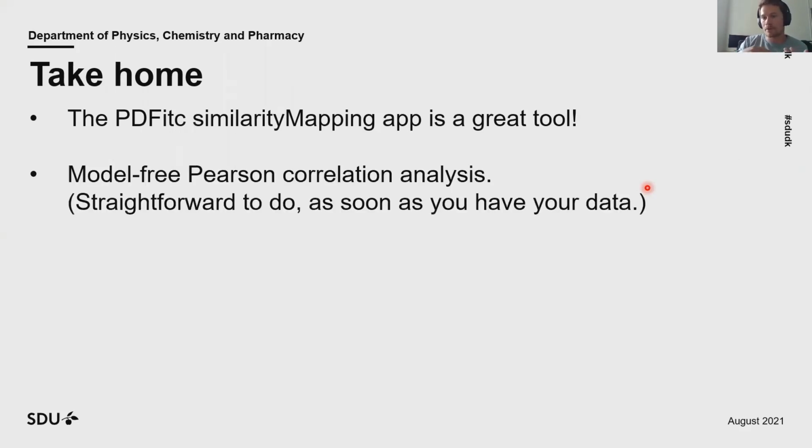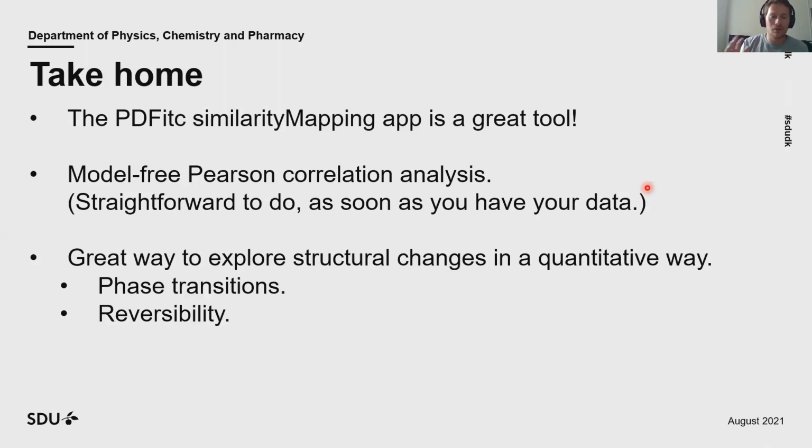Hopefully I demonstrated that PDF ITC's Similarity Mapping app is a really great tool if you want to explore the similarity of your data in a quantitative way. It is a model-free Pearson correlation analysis. Since it is model-free, it's straightforward to do as soon as you have your data, which is really cool and useful. So indeed, it is a great way to explore your data or your structural changes in your data in a quantitative way. If you have, for instance, phase transitions, and you want to explore whether those are reversible.